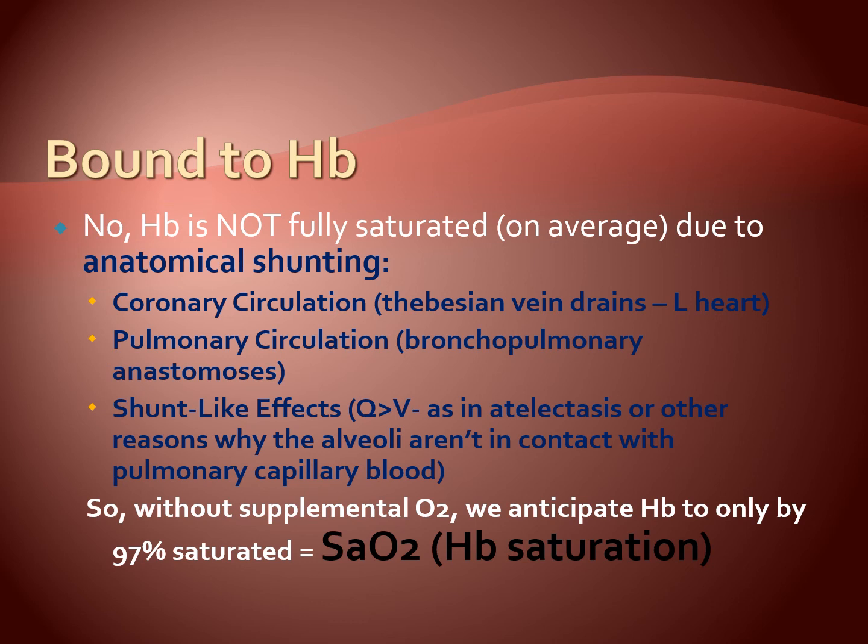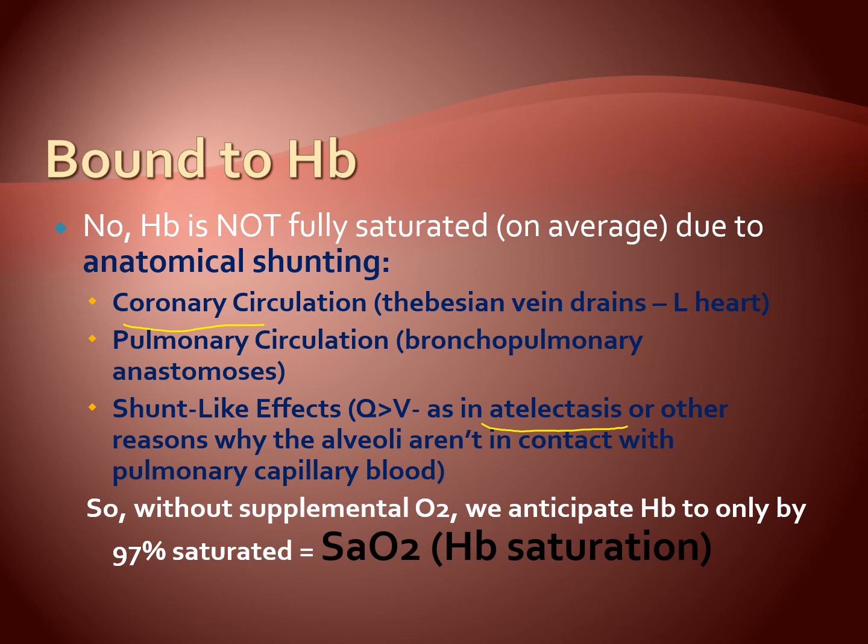You have shunting that's left over from fetal circulation. Everyone has it. You have it going on right now. It happens in your coronary circulation, your Thebesian veins, your bronchial pulmonary anastomosis, which we talked about way back in the first week. And you also have shunt-like effects like atelectasis, where some of your lung tissues close down if you're hypoventilating for a little bit, especially if you fall asleep during this video, right? There's a bunch of issues that can also cause some of this to go on.